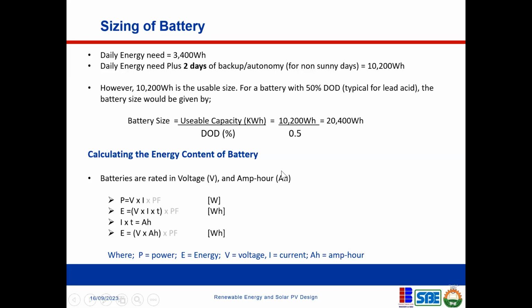So we see amp hour in our battery. What that means is it is already current times time. So this current times time, times the voltage. When you multiply current times time times the voltage, you have the energy that the battery can store, which is now watt hours. If you divide it by 1,000, you have kilowatt hours. I hope this is clear.